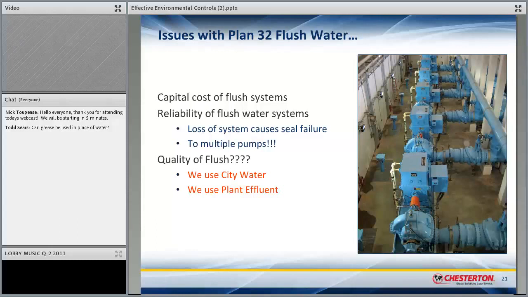In terms of quality of flush, generally speaking, if we're using city water, that's not a concern. Also with plant effluent, typically that's not a concern as well, but there are indeed some amounts of minute solids in plant effluent which we should concern ourselves with. But generally speaking, the quality of flush is not a concern here in the water and wastewater industry, as you might find in mining industries and heavy-duty flushes.